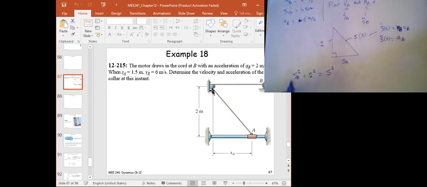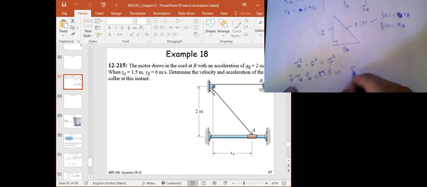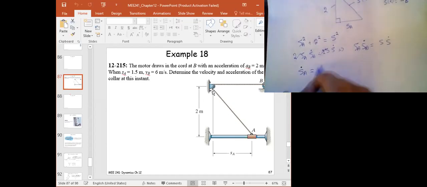Now I'm going to have to differentiate this. If I differentiate, what am I going to end up with? 2 SA SA prime, the derivative of 4 is obviously 0, so it's going to be 2 S S prime. So 2 and 2 cancel out, and I'm going to end up with SA SA prime equal to S S prime. I'm trying to find SA prime, so how can I find SA prime? It's going to be equal to S times S prime divided by SA.